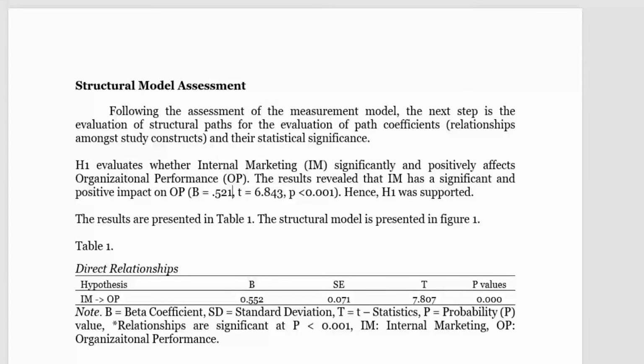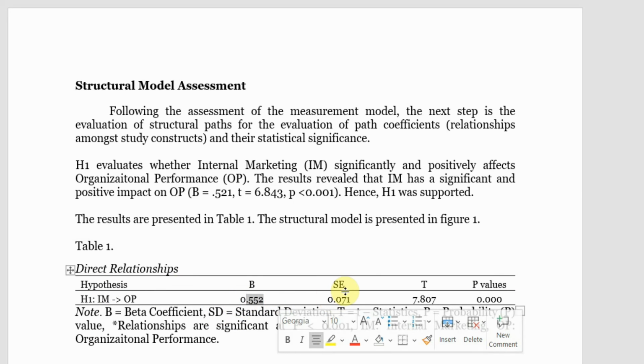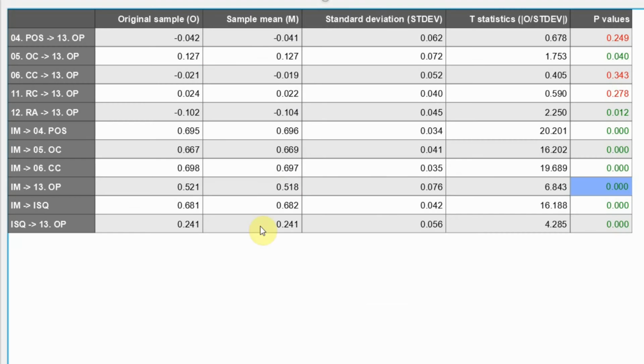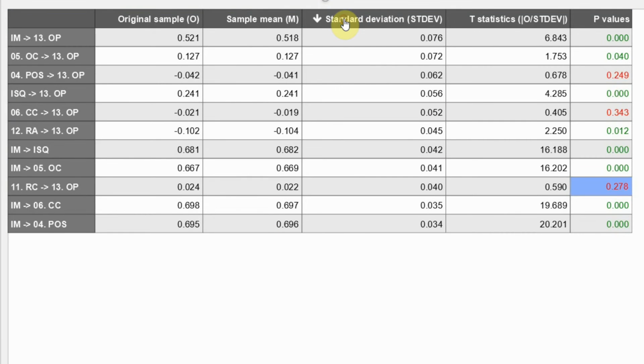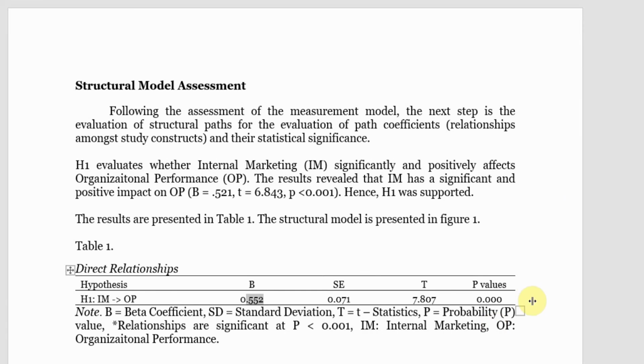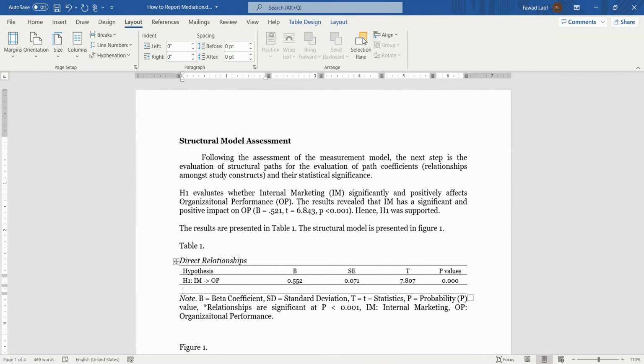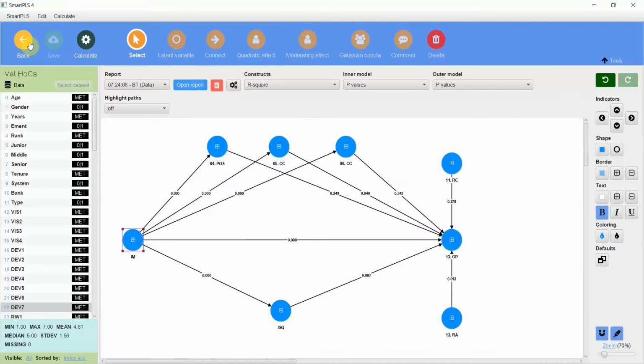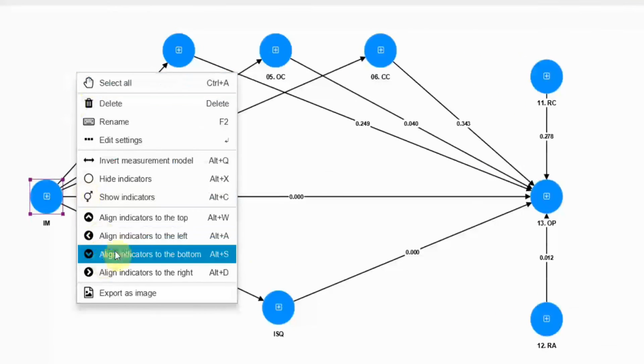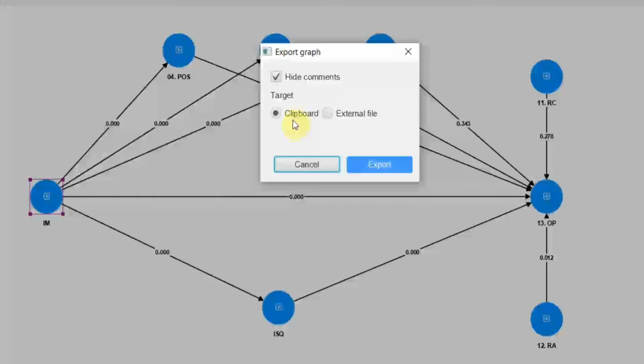And similarly, you can update your table as well. Since you'll have more than one hypothesis, you can just put in here H1, H2, H3, H4, H5. Add the beta here, the standard error, that is your standard deviation, and then the p-value. And similarly, if you've got more hypotheses, just keep adding the rows, H2, H3, H4, H5, and so on and so forth. And again, you can have the figure as well. What you need to do is just go back here, right click here, export as image, and let's copy it to clipboard.